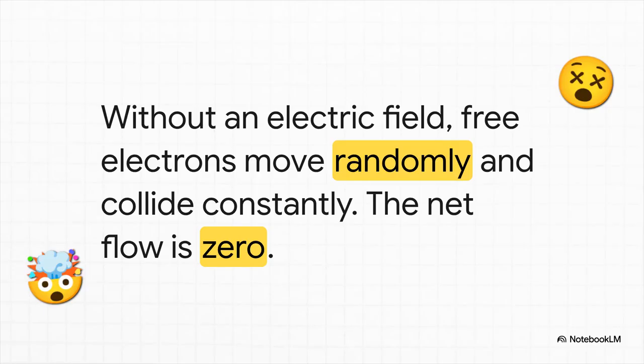Well, without a battery or any power source, the inside of a wire is total, absolute chaos. You've got billions of free electrons just zipping around at insane speeds, bouncing off atoms like pinballs. But here's the thing. For every electron moving left, there's another moving right. They're going nowhere fast. The net flow is zero. And if there's no net flow, there's no current.